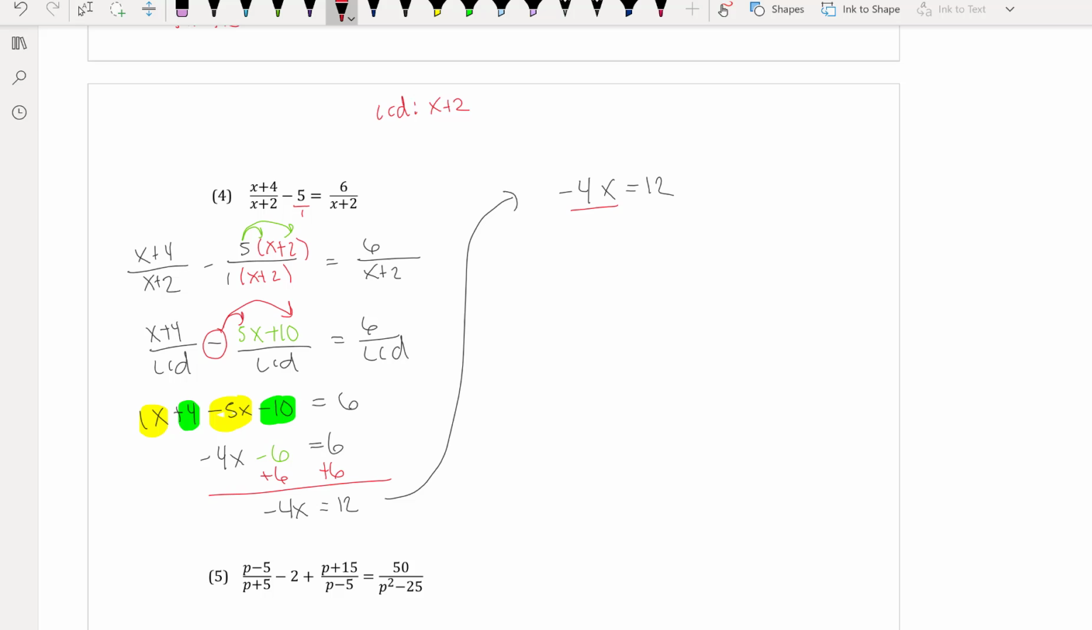So I'm going to divide both sides by that negative 4 to get the x by itself, so that x is equal to a negative 3. So you want to make sure, when I plug in negative 3 into my denominator, does it give me 0? No? Then I'm okay. So x is equal to negative 3 is a legit answer. Okay?